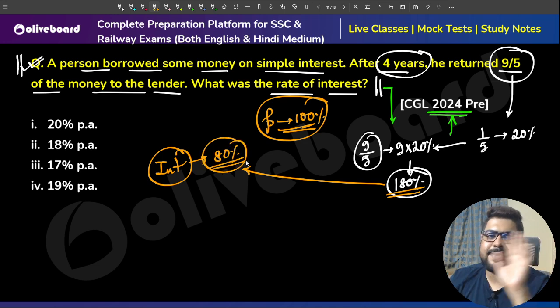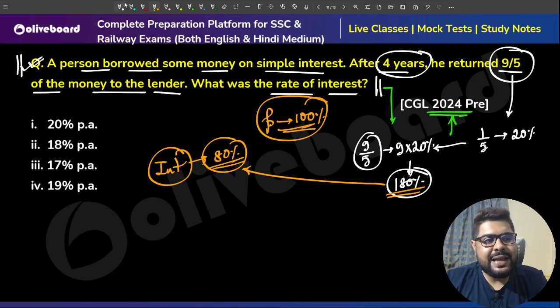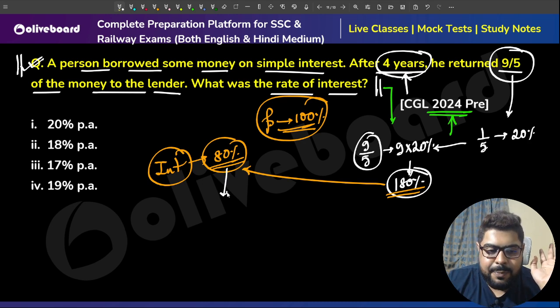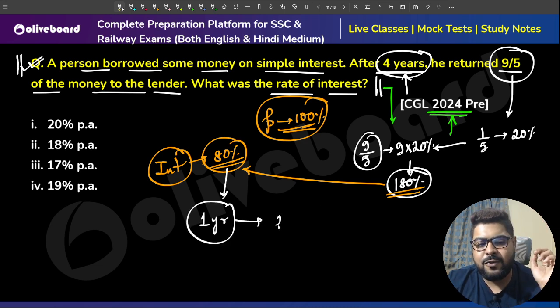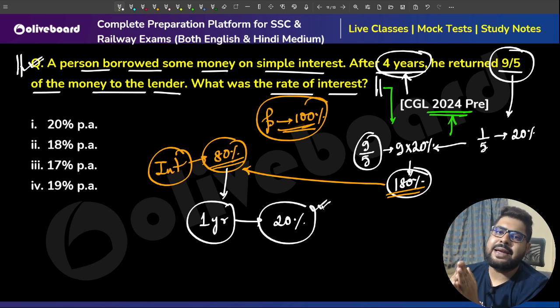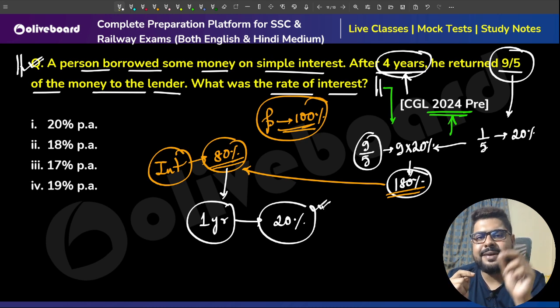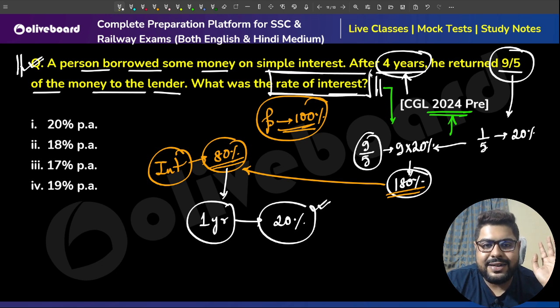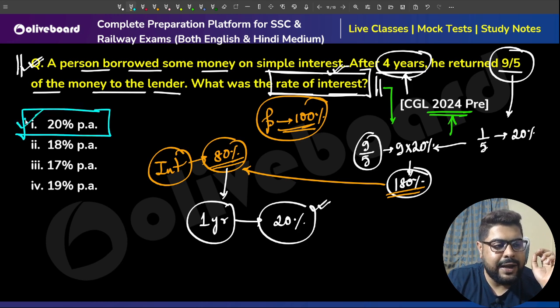Total, sir, 180%. Now, sir, this 80% interest has been generated in how many years? 4 years. So per year, how much interest has been generated? 80 by 4, that is, sir, 20%. And whatever is my interest per year in terms of percentage, that is called the rate of interest. That is my answer. So the answer to this question will be option number 1, 20%.